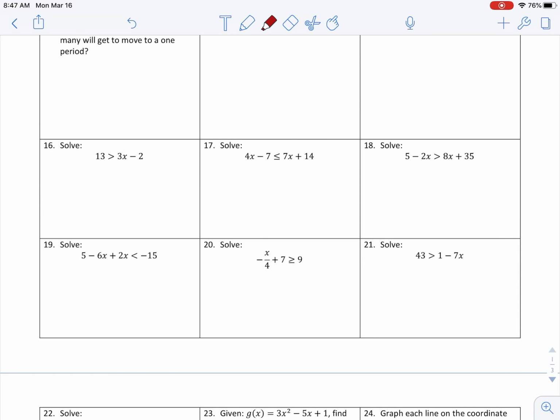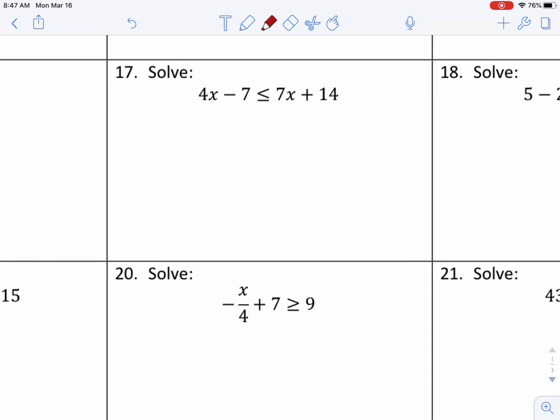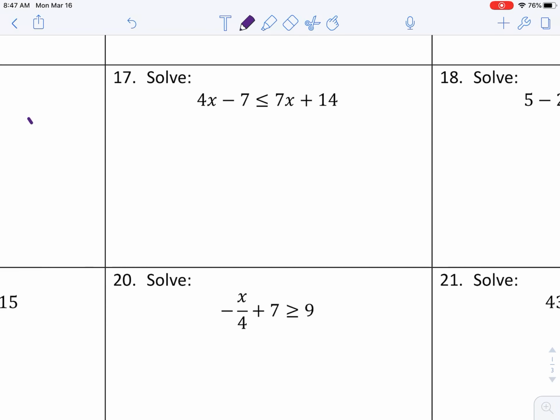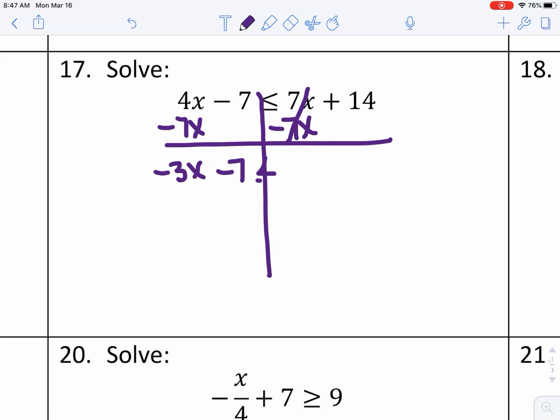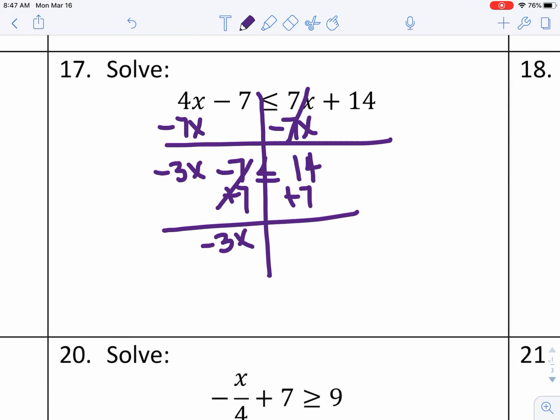The next problem we're going to do is number 17. This is new. You might want to make yourself a note that this is a new type of problem. Solving is exactly the same. First, minus 7x to both sides. When we do that, we're going to get negative 3x minus 7 less than or equal to 14. Then, add 7 to both sides. Negative 3x is less than or equal to 21.